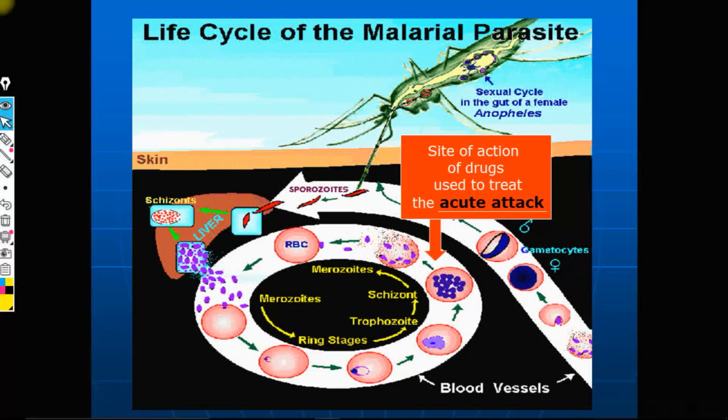The schizonts are the mature form of the parasites, which will multiply and grow in the form of merozoites within the RBCs. Because they are present in blood and they are killing the schizonts, that's why they are called blood schizonticidal agents. These are used to treat the acute attack, what we call a suppressive or a clinical cure.